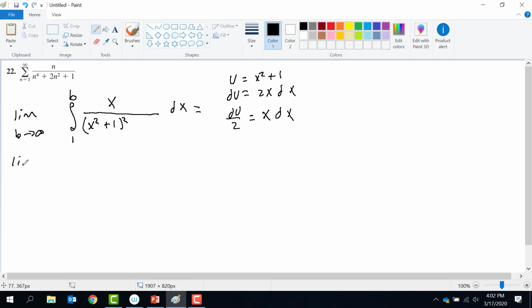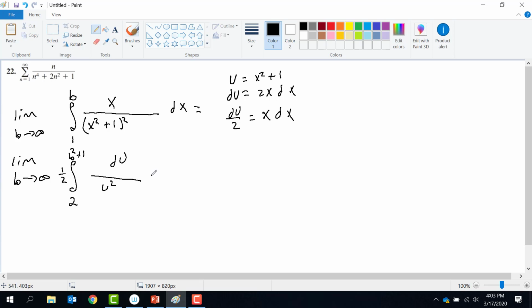So then this becomes the limit as b goes off to infinity. We can exchange our limits of integration. U is x squared plus 1, so we plug these numbers into this formula because these are x values. We want to make them u values. So 1 squared plus 1 is 2. And then b squared plus 1 is our top limit of integration following the formula. X dx we replace with du over 2. We'll bring the over 2 over here. And the x squared plus 1, we put u there.